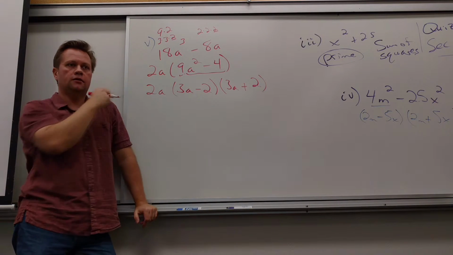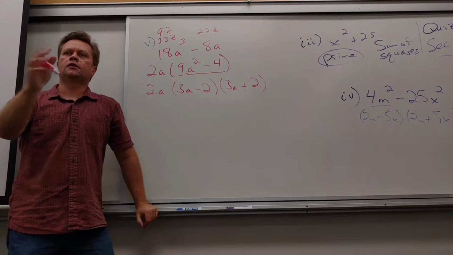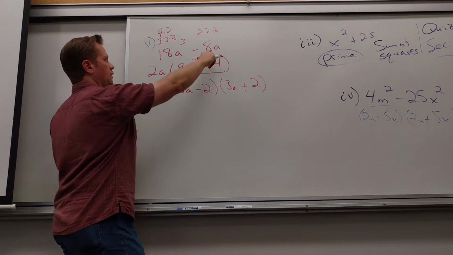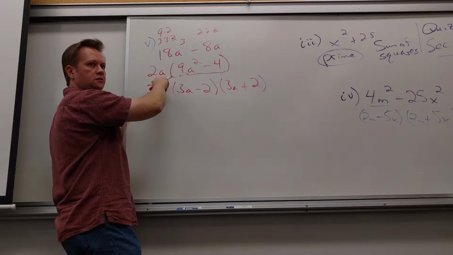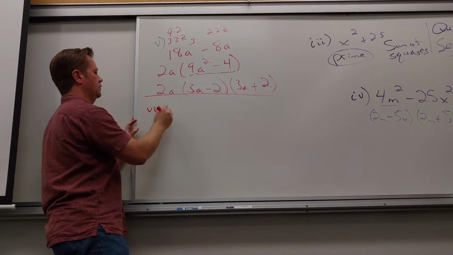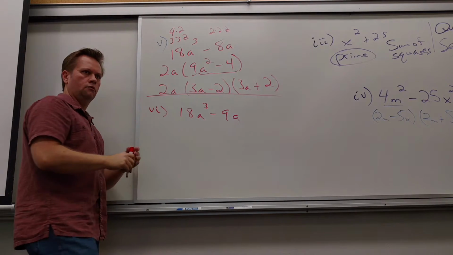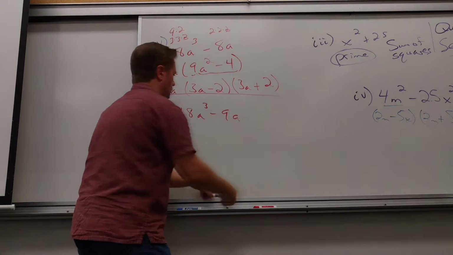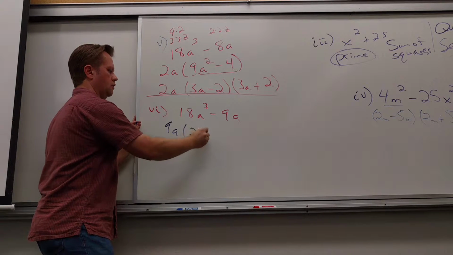Now please realize that, like you said, if that would have been a 9, I could have taken a 9 out. Right, let's try it. What if it would have looked like this? What comes out? 9A. 2a squared.